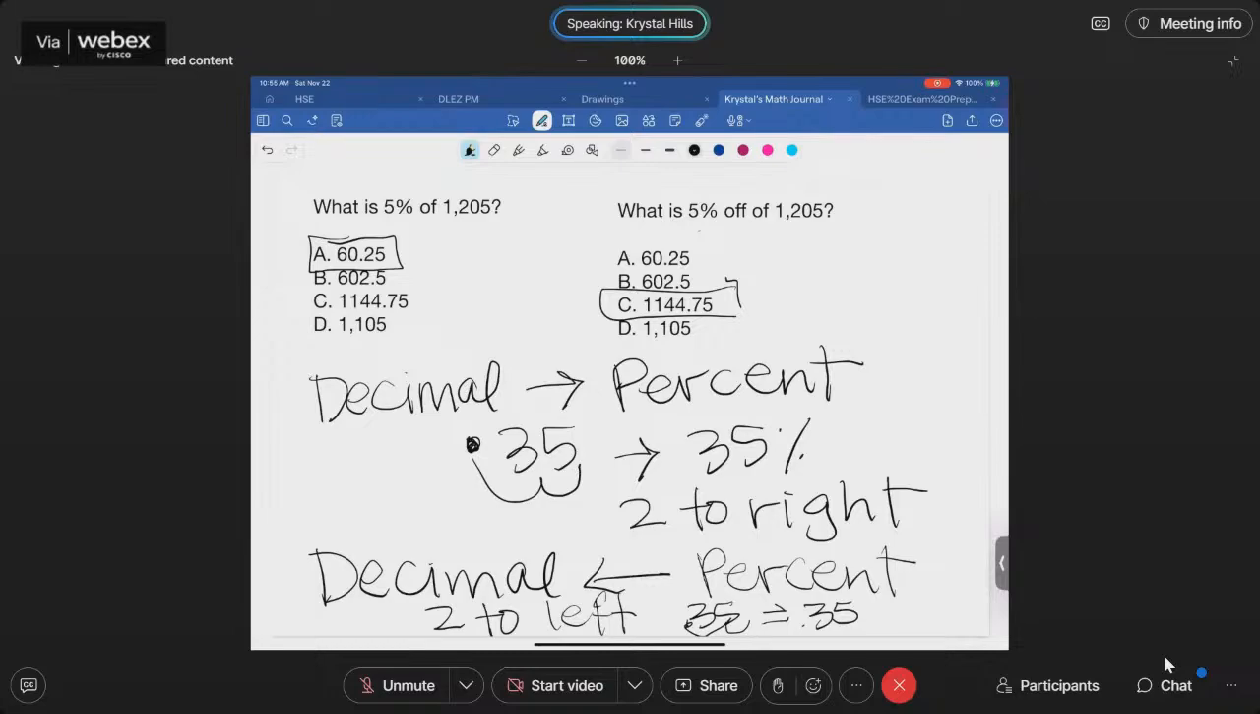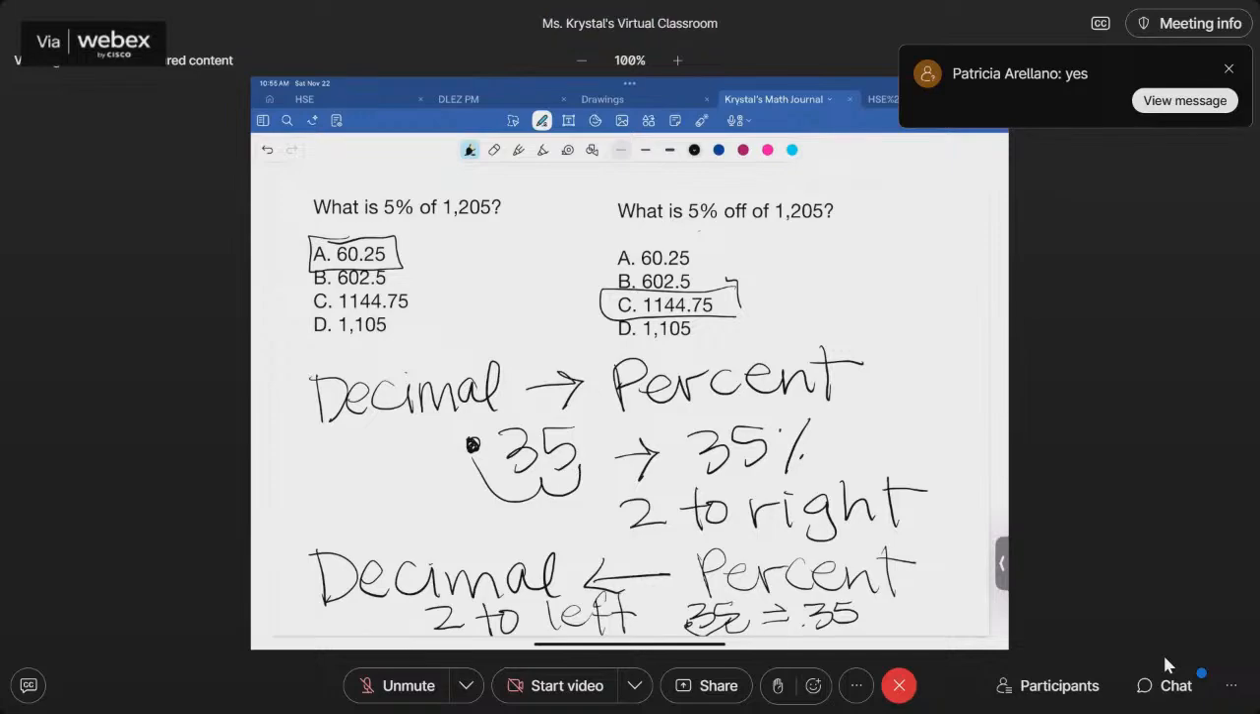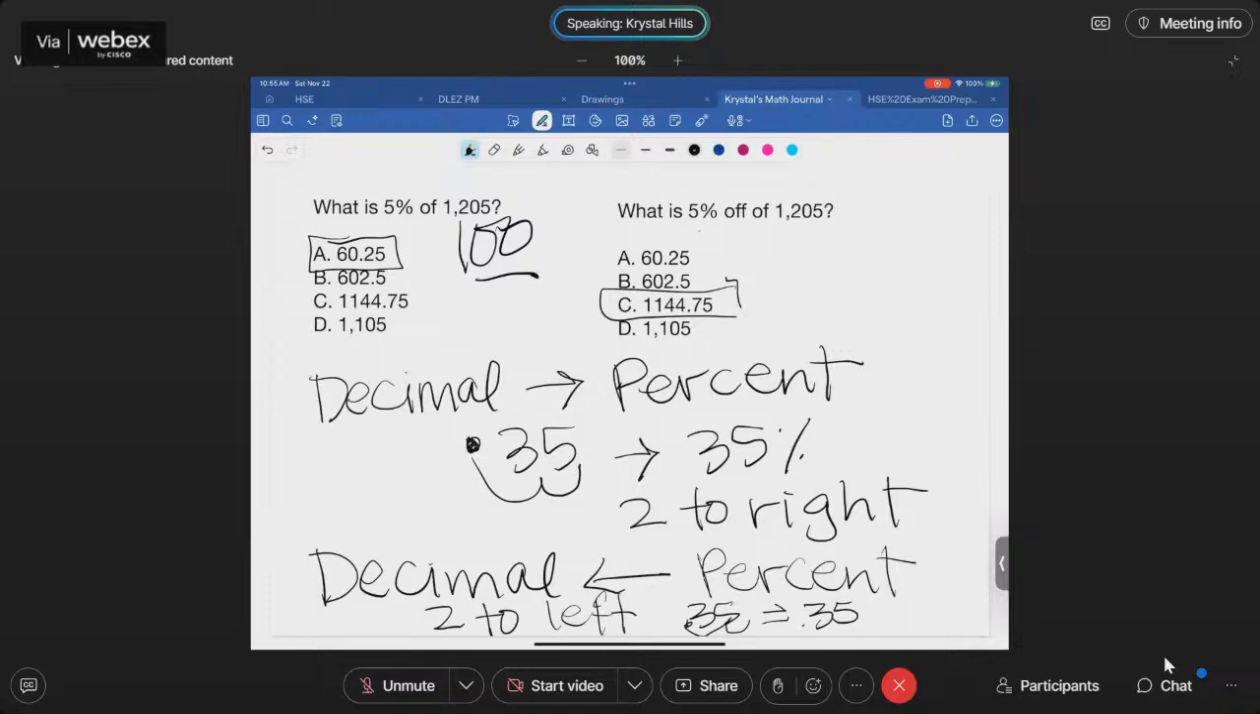Hopefully that makes sense, what I just wrote. Decimal to a percent, 2 times to the right. Percent to decimal, 2 times to the left. And Esme says, so it's always going to be 2 times. Yes, because we're using 100. It's being divided by 100, honestly, and 100 has 2 zeros in it. That's why we're having to move it 2 times, because it's either being multiplied by 100 or divided by 100.